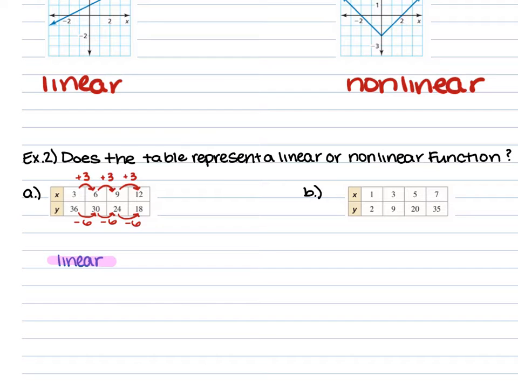For example B, for our x's, we have 1, 3, 5, 7. These are going up by 2 for each. For our y's, we have 2, 9, 20, 35. From 2 to 9, we go up by 7. From 9 to 20, we go up by 11. And from 20 to 35, we go up by 15. Now, because that 7, 11, 15 is not the same change that's happening, this one is nonlinear.